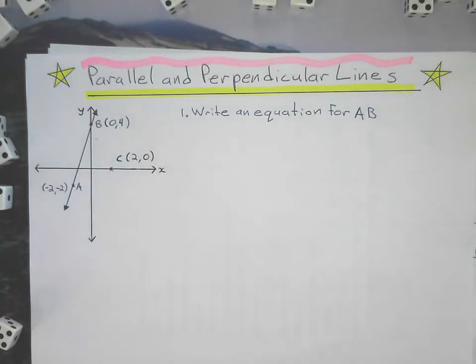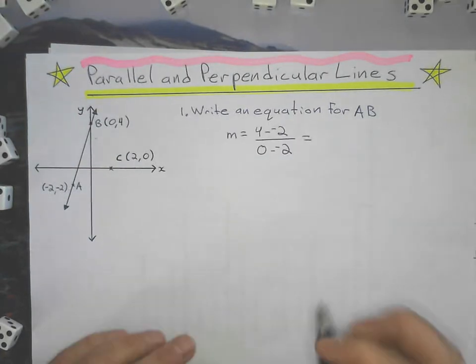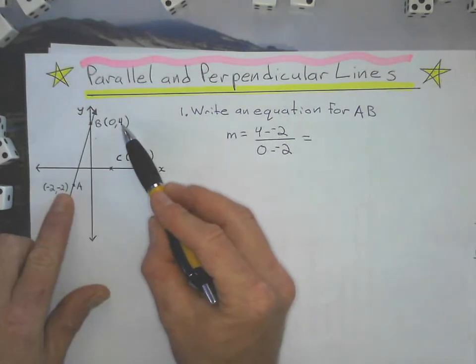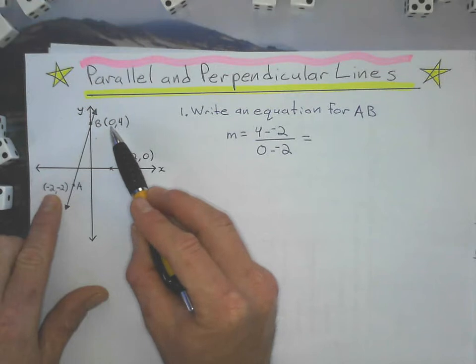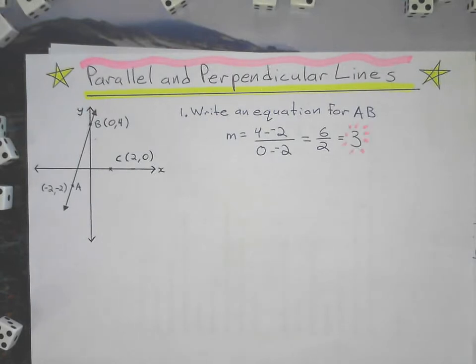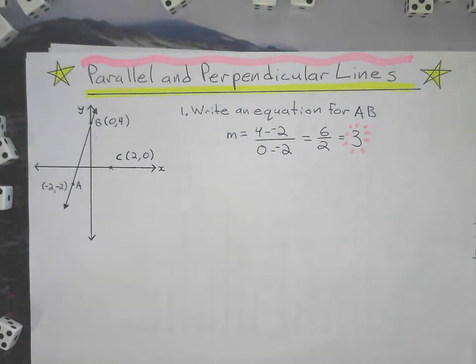The next thing is finding the gradient, and that's easy. Since gradient is change in y over change in x, here's the change in y, 4 take away negative 2, and here's the change in x, 0 take away negative 2. We get 6 over 2, which simplifies to 3, a gradient of 3.